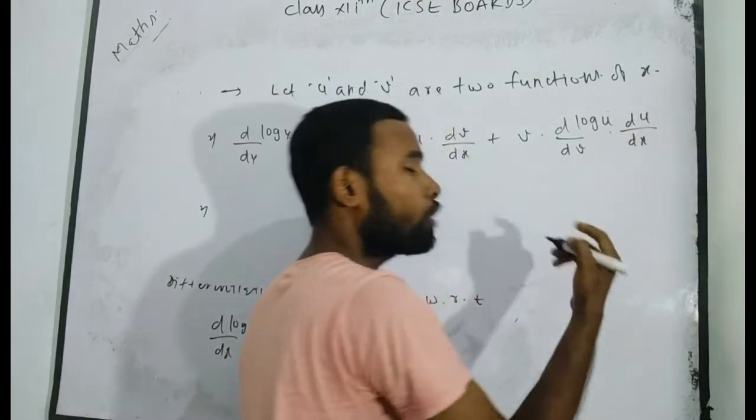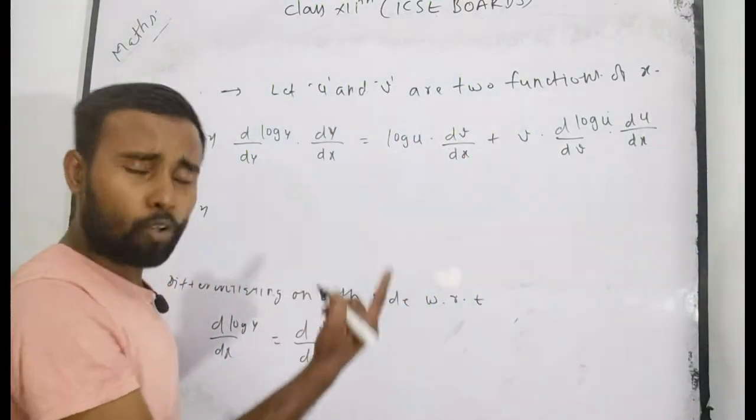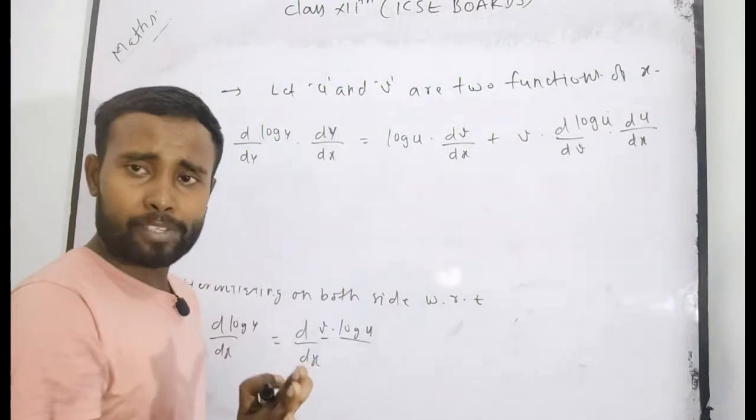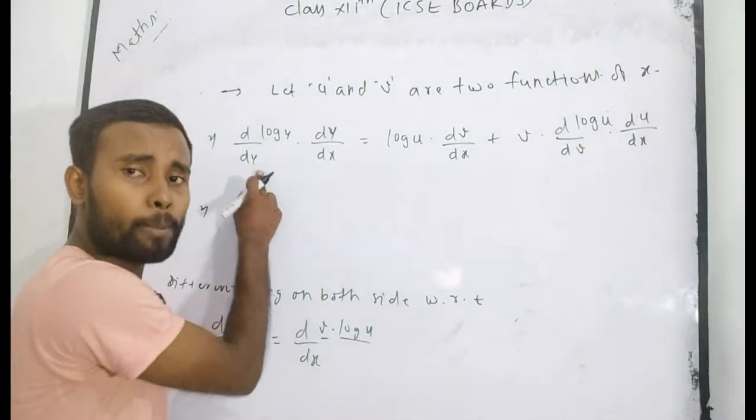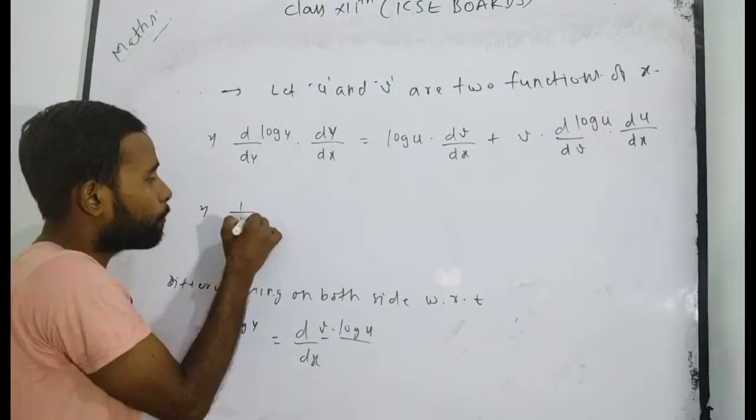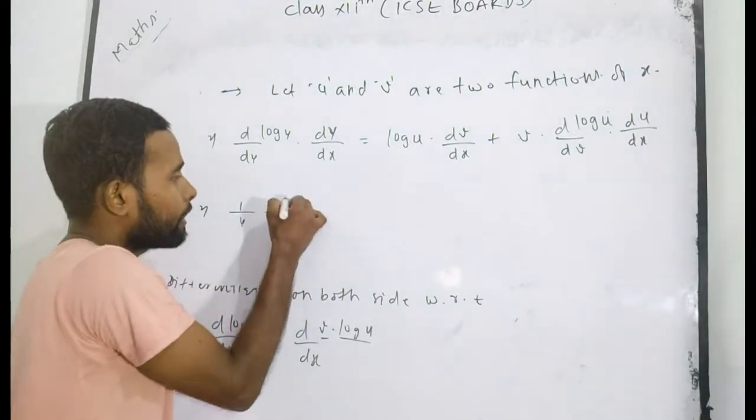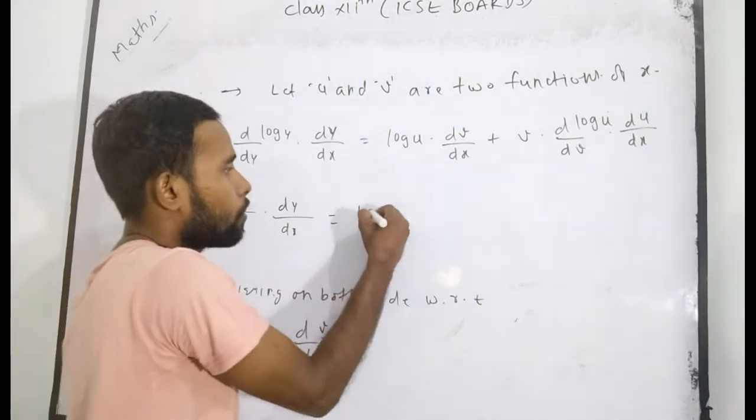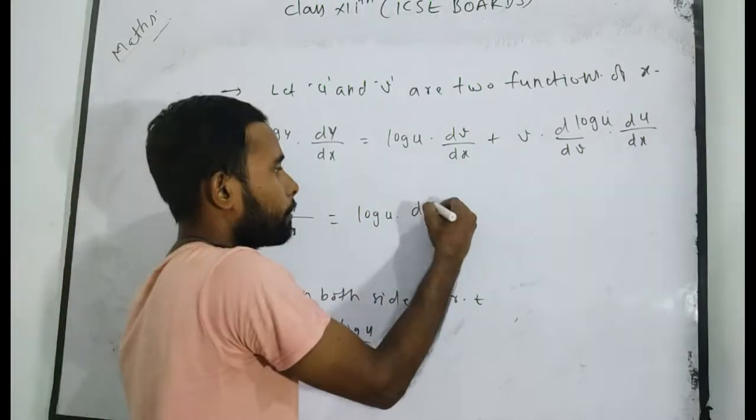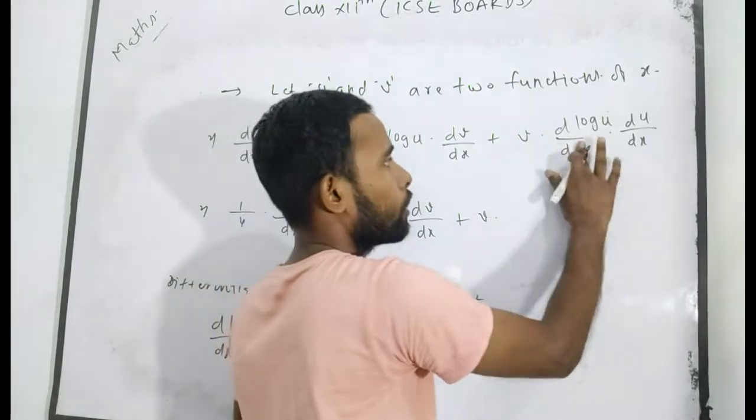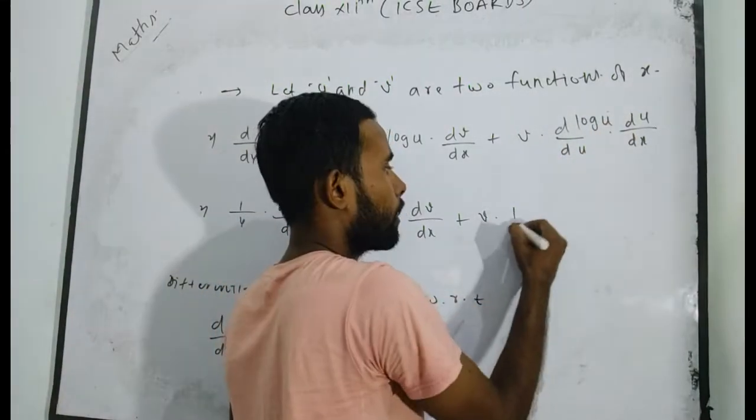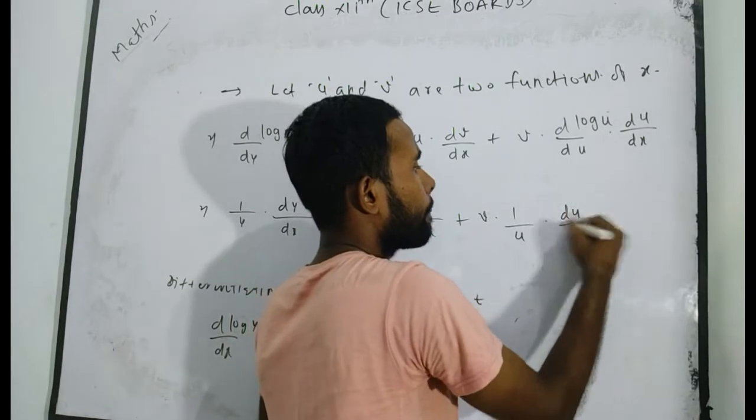Now as you know that u and v are functions of x, you can easily differentiate. The derivative of log y with respect to y will be 1 upon y, so there should be 1 upon y into dy/dx, which will be log u into dv/dx plus v times the derivative of log u with respect to u, which will be 1 upon u into du/dx.